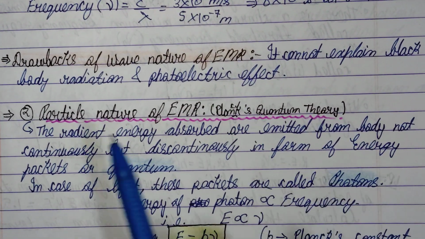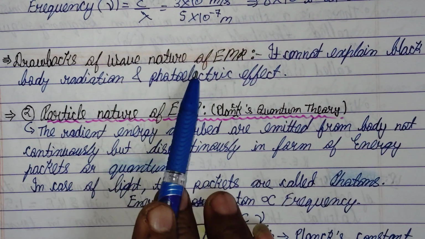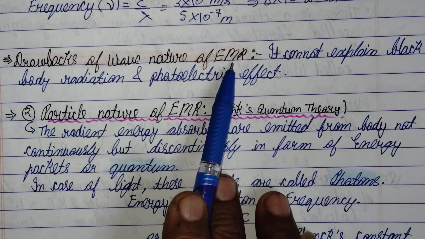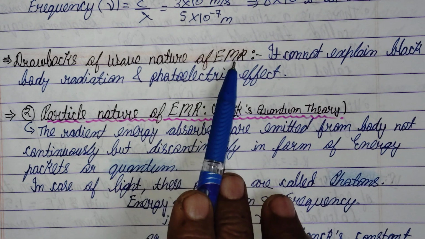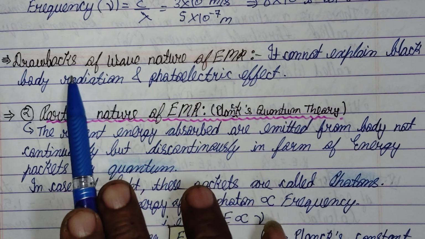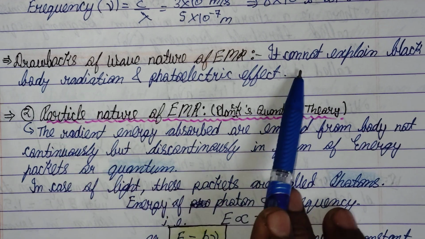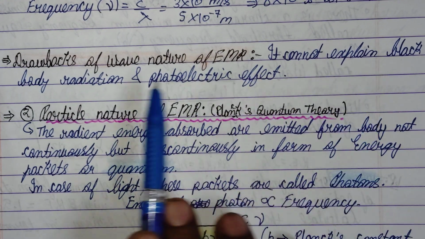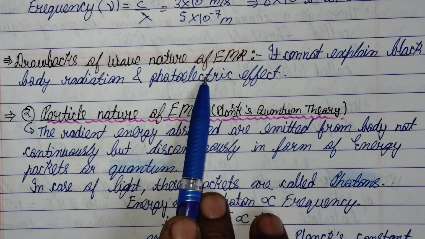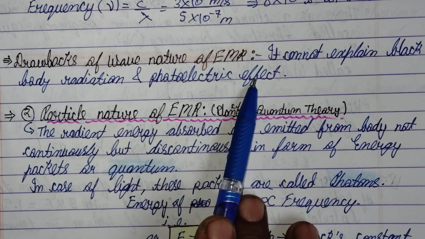Next is drawbacks of wave nature of EMR, electromagnetic radiation. Drawback means disadvantage. It cannot explain black body radiation and photoelectric effect.